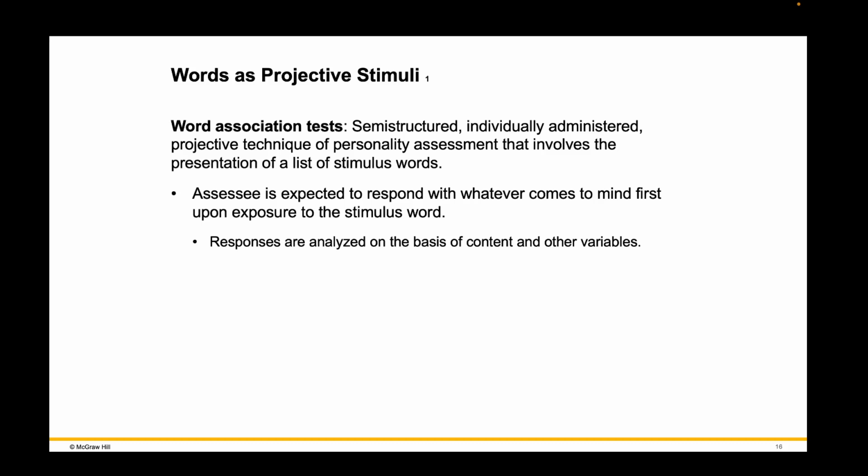Okay, we also have words as projective stimuli. So we have the word association test. Personally, I have not used this one, and I have never seen the use of this type of test. Pero ito naman, semi-structured, individually administered projective technique of personality assessment that involves presentation of a list of stimulus words. So this is entirely different from the sentence completion test, ha. Kasi ang sentence completion test, words that form incomplete sentences. Ito kasi list of words lang.